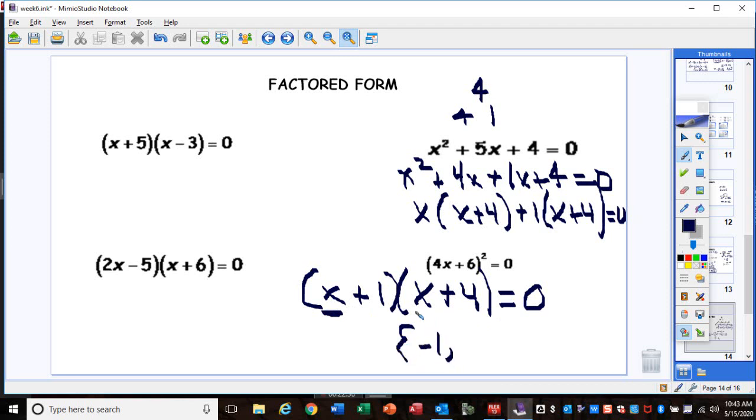I think we're kind of getting this. And what number plus 4 gives you 0? And that would be negative 4. Solution set. And by the way, the order you write these doesn't matter. You can put the negative 4 here and then the negative 1 here. Just like when we solved absolute value equations, the order didn't matter. As long as you have them both, you're fine.